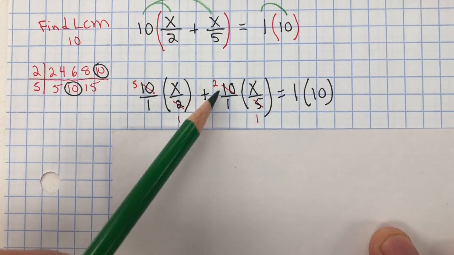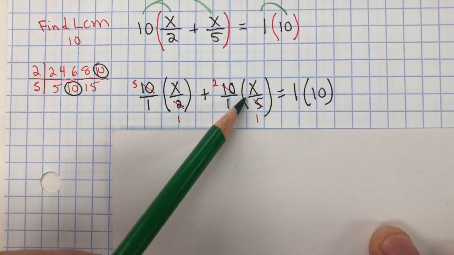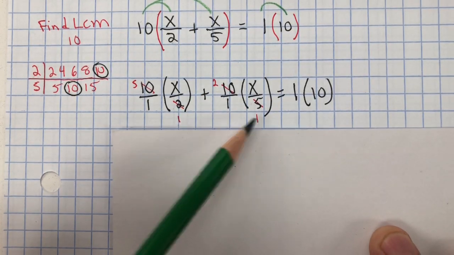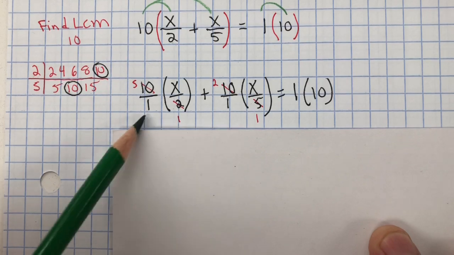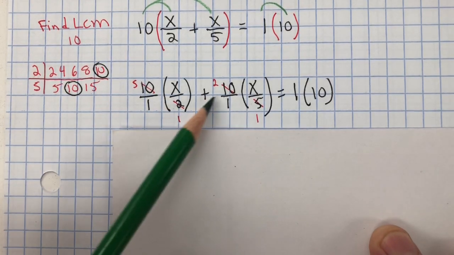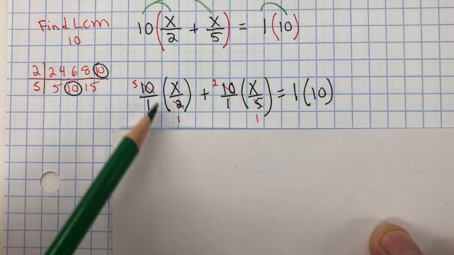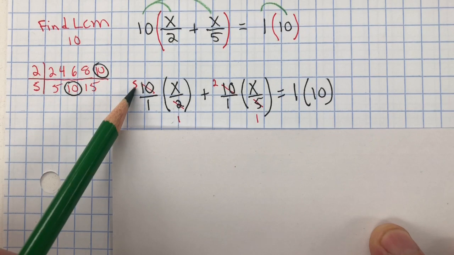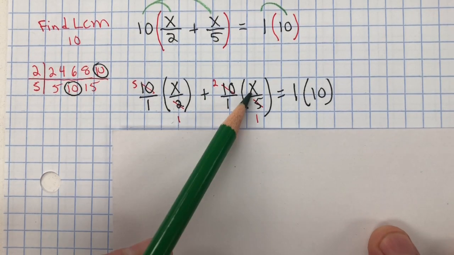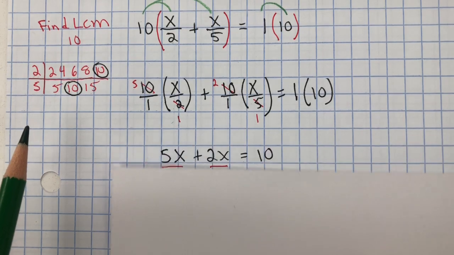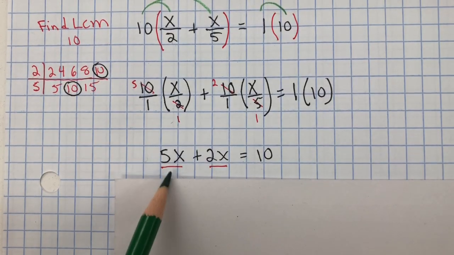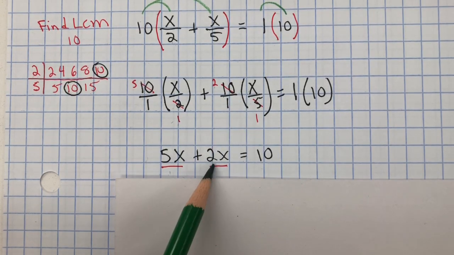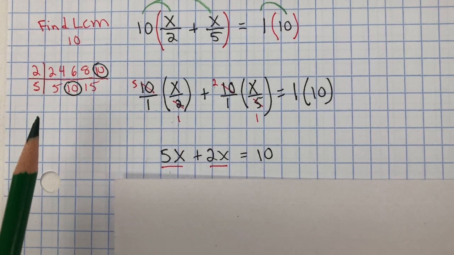And then multiplying it by the second term, we can also cross-simplify. 10 divided by 5 is 2. 5 divided by 5 is 1. And you can see now that we have only 1s as the denominator. So anything divided by 1 is itself. So we've eliminated the denominator. And now we have 5 multiplied by x, 2 multiplied by x equals 1 multiplied by 10. So 5 multiplied by x is 5x, 2 multiplied by x is 2x, and 1 multiplied by 10 is 10.